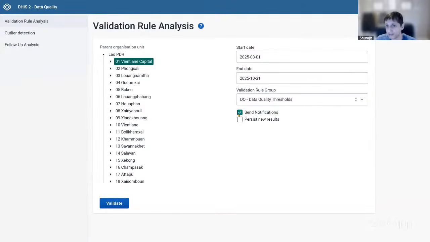Now, I'm running it manually right now, but this can be scheduled to run on an automatic basis. So let's say you run this, I don't know, 20 days into the next month after your data is submitted for the previous month. You can do that. It'll run the validation rule analysis and it'll send out the notification automatically to anybody who's supposed to receive that. So for now, I'll just run it manually.